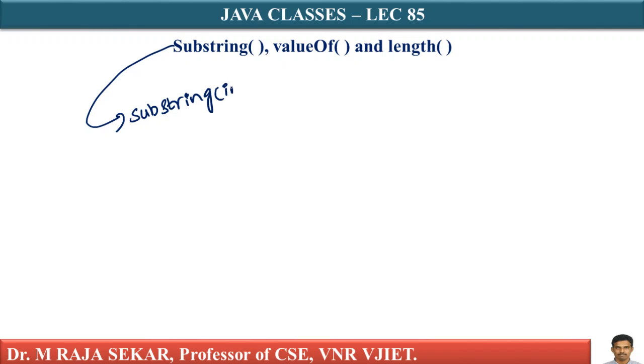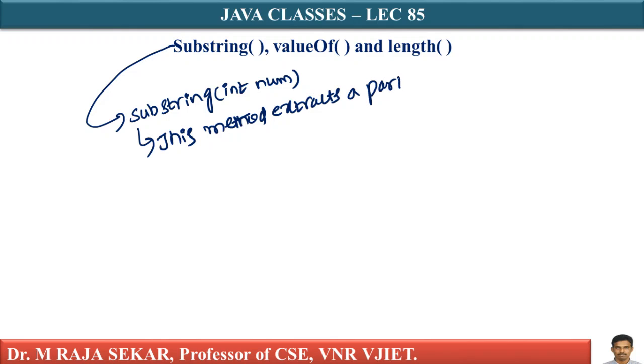Let me say the argument is int num. What is the purpose of this method? This method extracts a part of a string. Substring means a part of a string. We will try to understand with the help of a simple program.